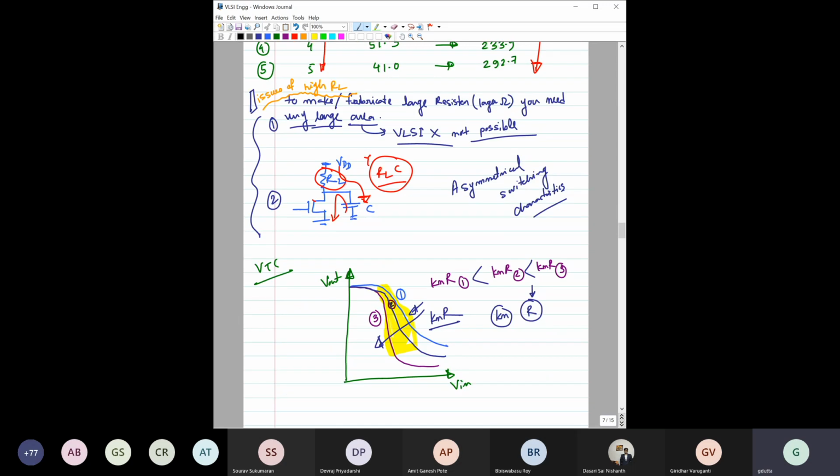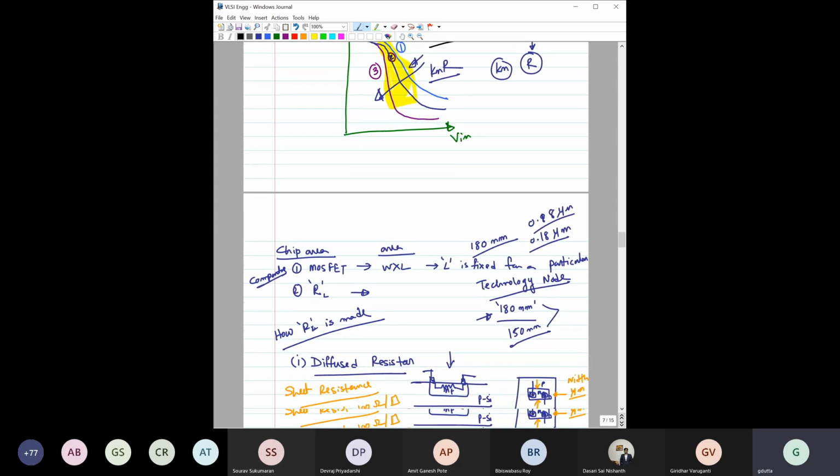Then we also discussed the slope. This slope is also dependent on Kn into R. We have seen that if the value of Kn into R keeps increasing, then obviously the slope also becomes higher and higher. In the same context, we discussed that for this type of inverter, if RL is much higher, then the effective resistance during the charging of the capacitor is much higher compared to the discharging, and that gives rise to asymmetrical switching characteristics, which is another issue for this type of design.